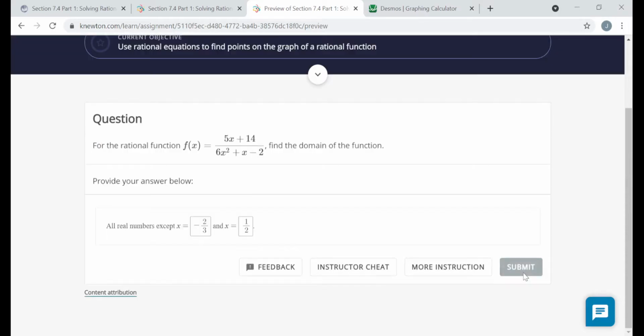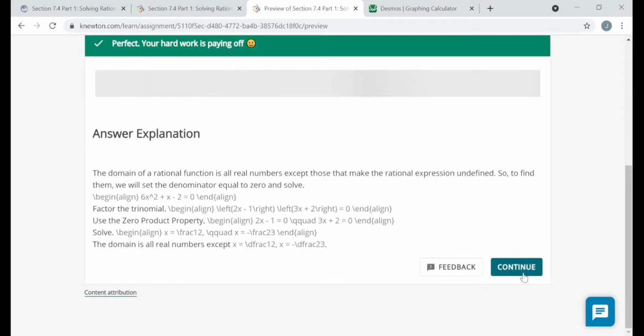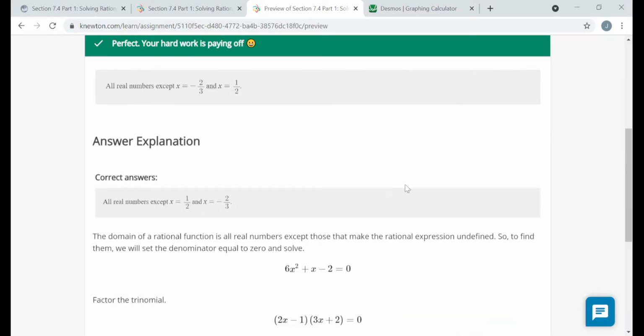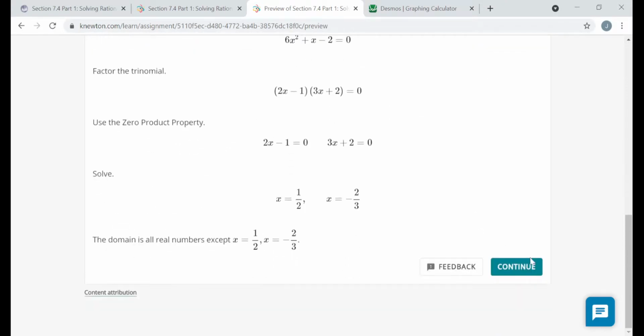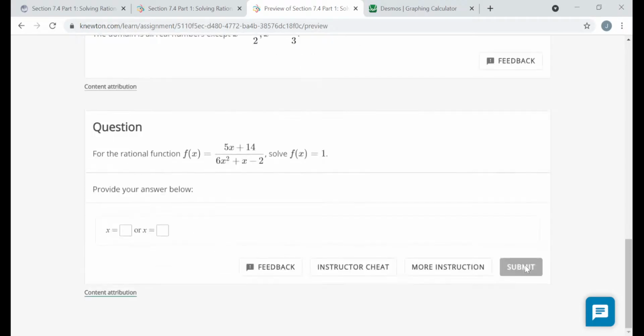And submit. Wonderful. Once again, please read through your answer explanations. Alright, next question. So we didn't really use the graph.